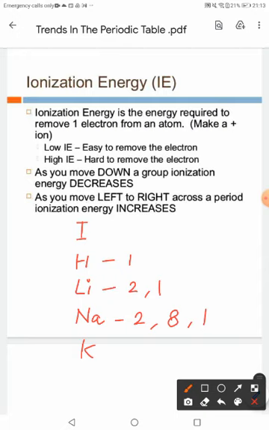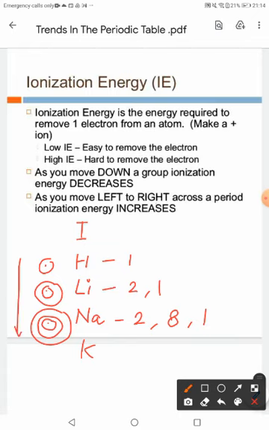But as we move down a group, we see that the size of hydrogen is small as compared to lithium. Lithium is smaller as compared to sodium. Now what we see is that the distance between the proton and the outermost shell is increasing down a group. Due to this increase in size, the force of attraction between the nucleus and the outermost shell is decreasing. So it is easy to remove the electron from sodium.